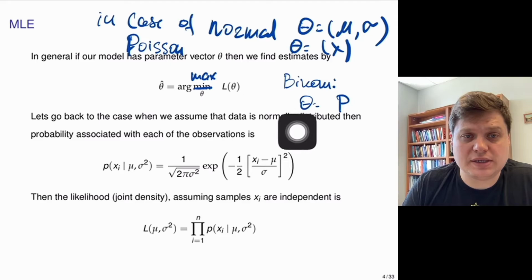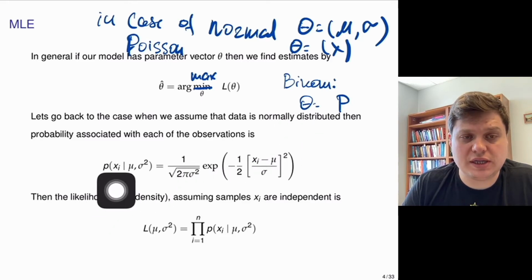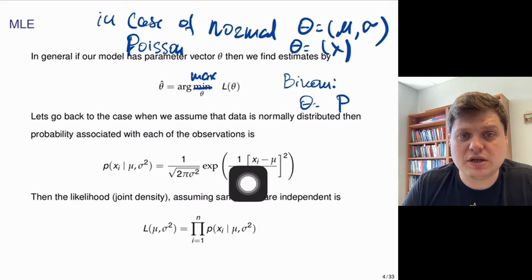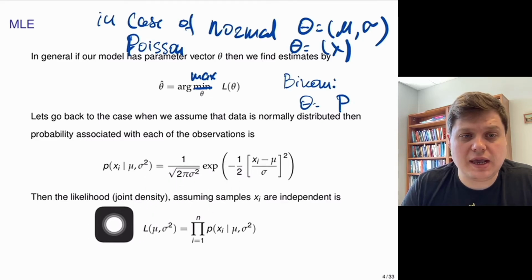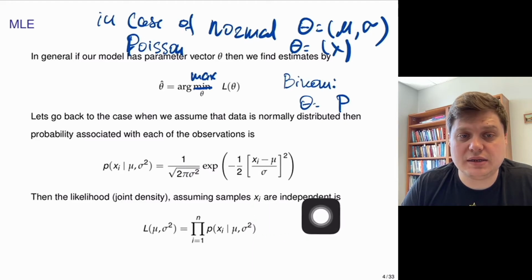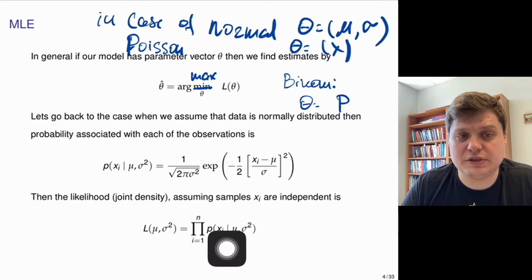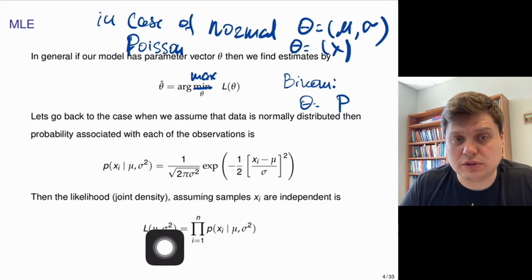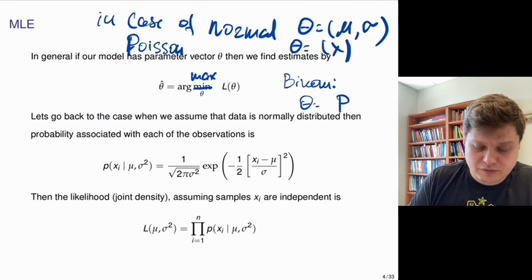And let's go back to the example of the normal distribution. Again, the density function for the normal distribution is just an exponential function. Here we have xi minus mu divided by sigma, squared, and we have this normalizing constant here. And the likelihood or joint density, assuming that samples of xi are independent, is just the product of those individual likelihoods for each of those samples. We have n samples, each individual sample has this likelihood, and we take the product of them to get the joint likelihood or the joint density function for the entire data set.